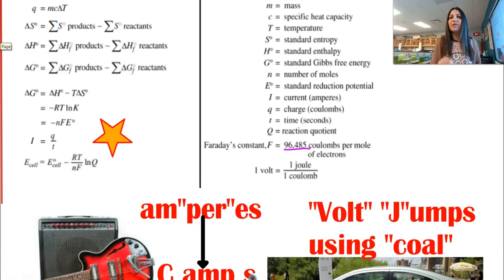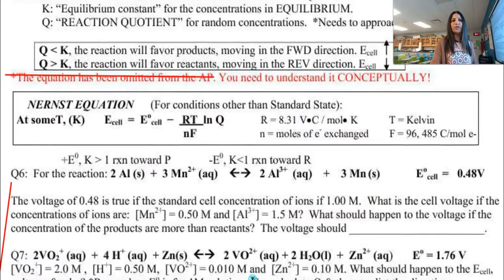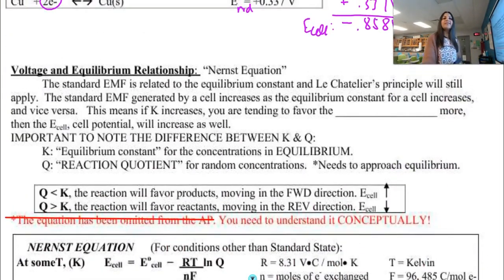It wasn't necessarily that they wanted you to be able to do the math on this. It was the fact that they put the equation back on because they wanted you to conceptualize it. And so that's really important that we understand that before we look at the Nernst equation. Okay, so it says the standard EMF is related to the equilibrium constant and Le Chatelier's principle will still apply. Remember, Le Chatelier's principle says when you add to one side, it shifts the opposite side. When you take something away, put it back. Okay, so just keeping that in mind.